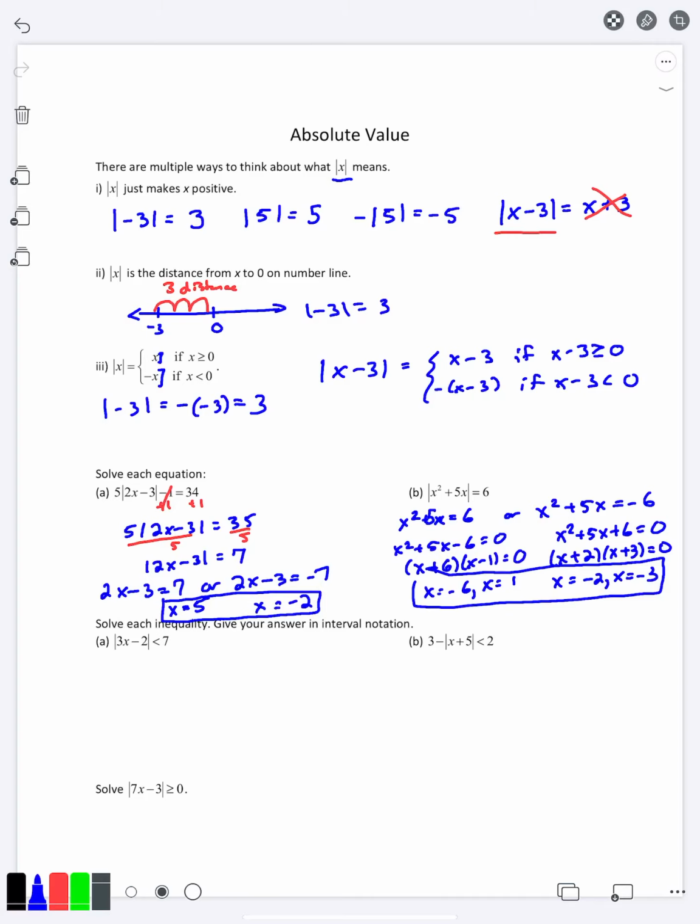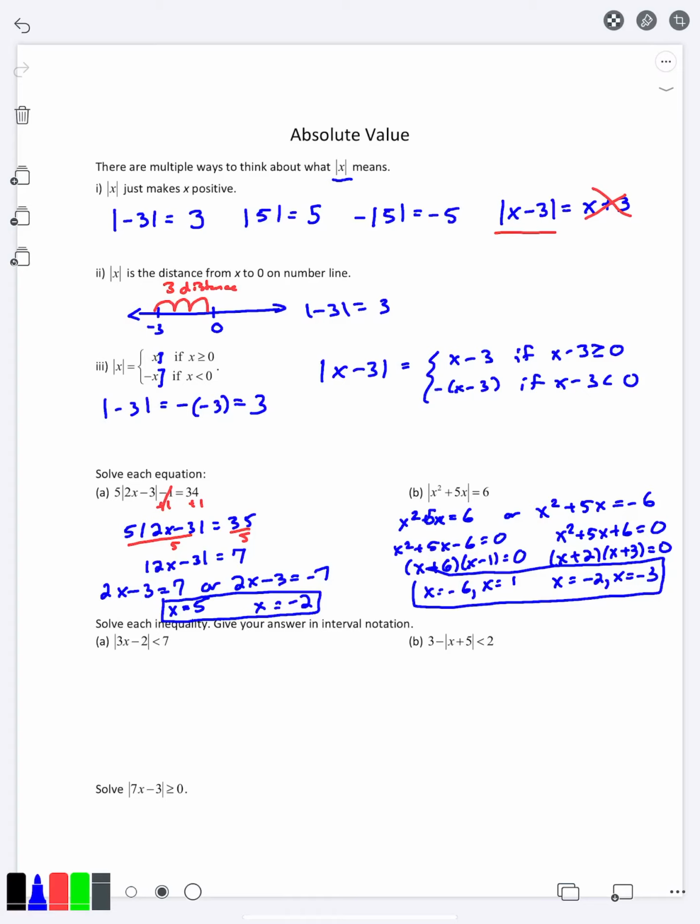I will give you a warning now, though. Absolute value equations are one of the types of equations where your method will sometimes mess up here, and you really want to double check that all these answers will work.